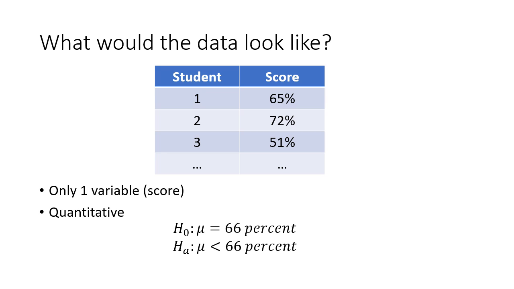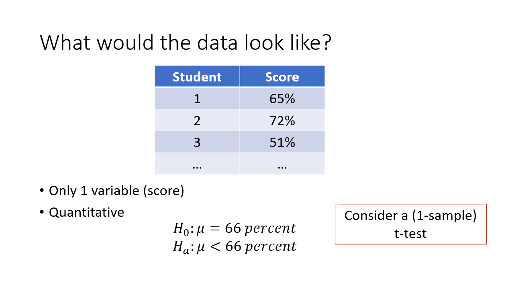Our hypotheses would look like this. Our null hypothesis is that mu equals 66%, the national average, and the alternative hypothesis is that mu is less than 66. Here, the percent is not a proportion of the total number of observational units. Instead, it's more of the measurement unit on the variable we're taking the mean of. 66% could be just as easily 66 feet or 66 pounds. It's a unit in that sense. That means we should consider using a one-sample t-test.